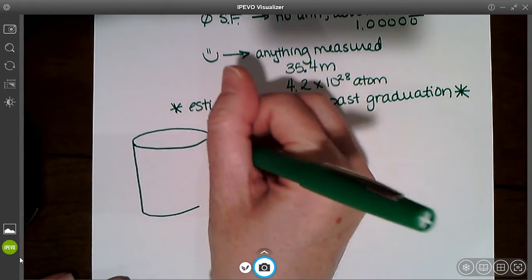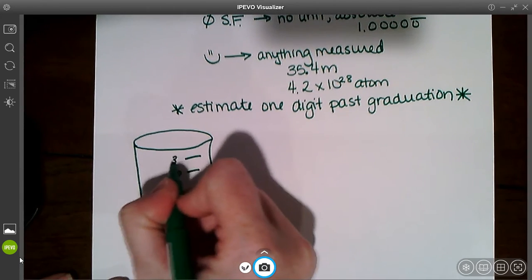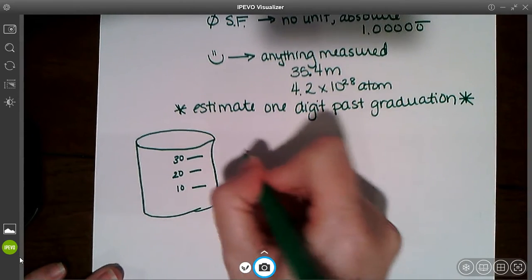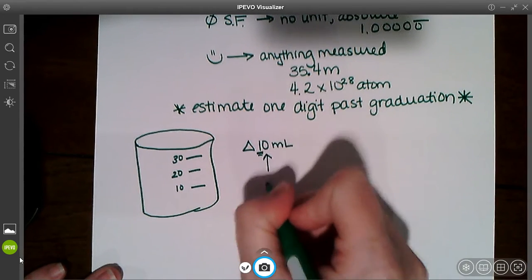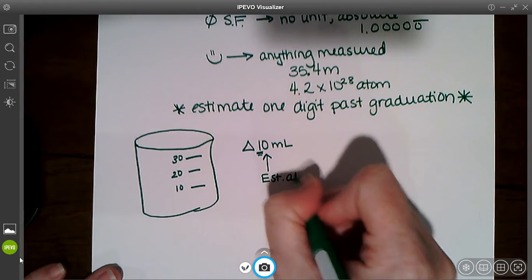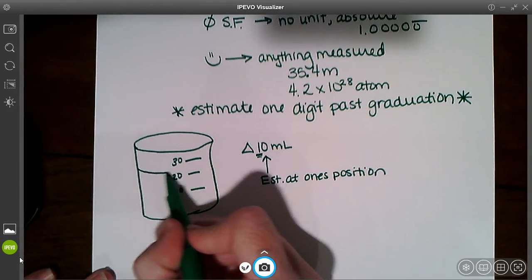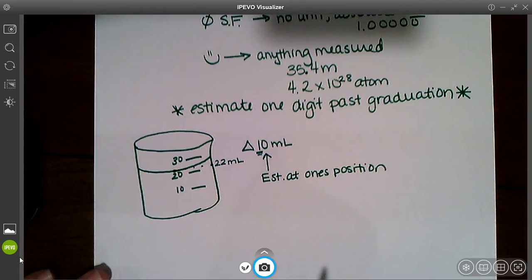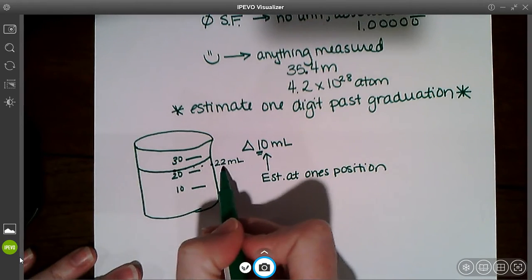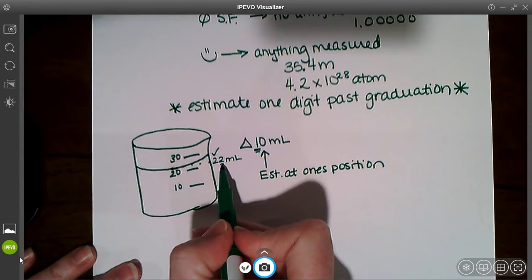So let's say we have this beaker, and it has 10, 20, 30 milliliters. Because our graduations, or check marks, change by 10 milliliters, they change by the tens, we need to estimate one more spot, at the ones. So let's say I have this amount of fluid. I look to the very bottom. I'm going to say this is 22 milliliters. I cannot say that this is 22.0 milliliters, and I cannot say that this is 28 milliliters. I have to look at the bottom because this is where I'm unsure. I know for a fact that there are definitely at least 20, and I'm estimating 2 more.